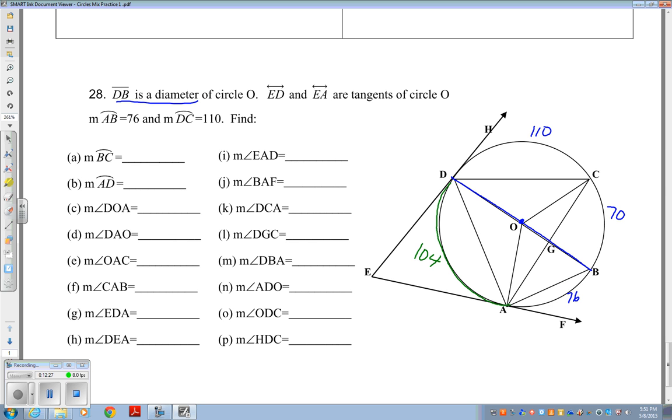Okay. And so now we have all our arcs, and then it tells you we do have a couple of tangents. It says ED and EA are tangents. So A is your point of tangency. You should see that OA is a radius, so you should know a relationship there. I'm not going to write it. I talked about it just a while ago.